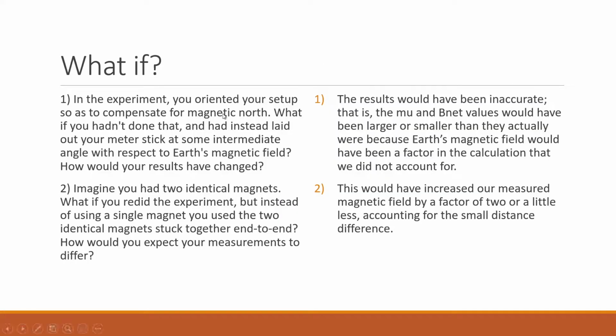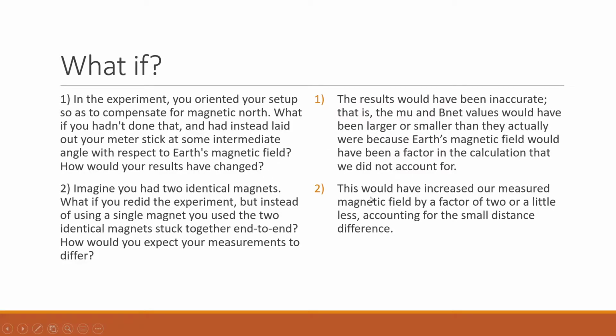What if? So for part 1, if we had not compensated for magnetic north, our results would have been inaccurate. That is, the mu and B-net values would have been larger or smaller than they actually were, because Earth's magnetic field would have been a factor in the calculation that we did not account for.